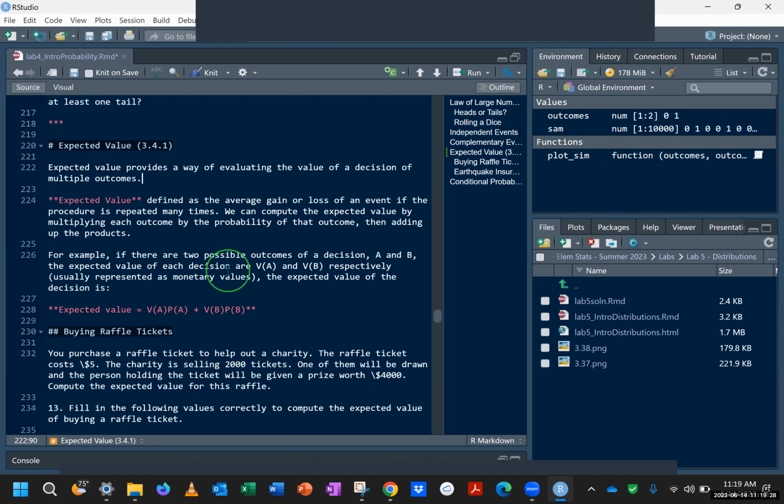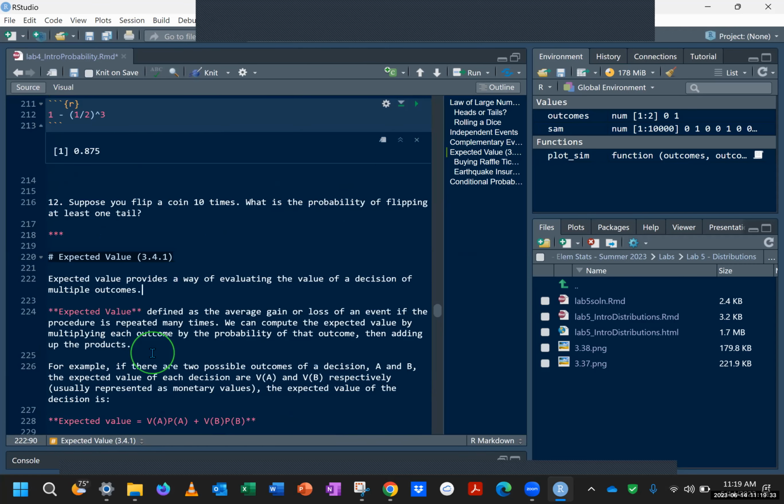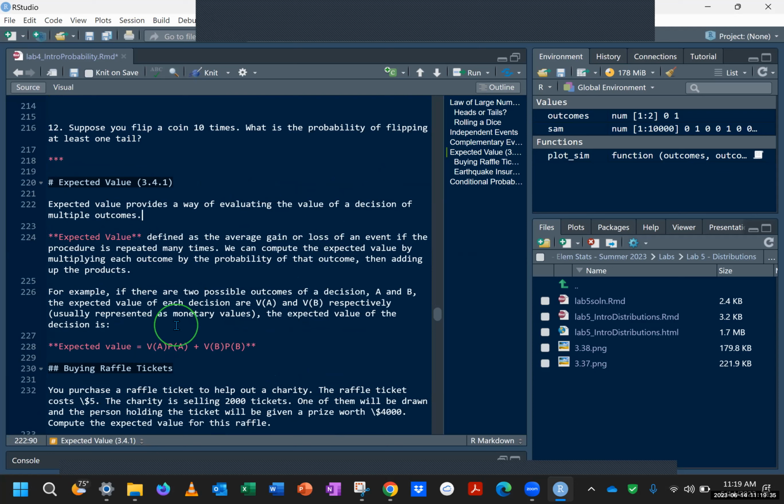So we'll see: is it good to buy a raffle? Is it good to buy insurance? Is it good to gamble? These are all questions that expected value can help us answer.